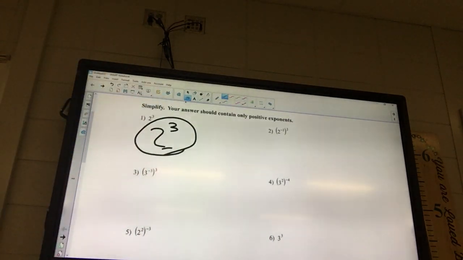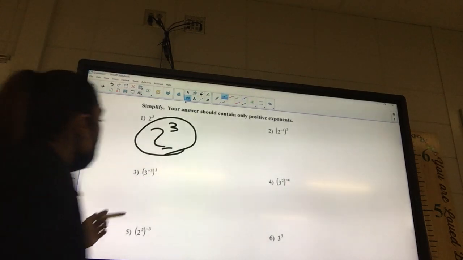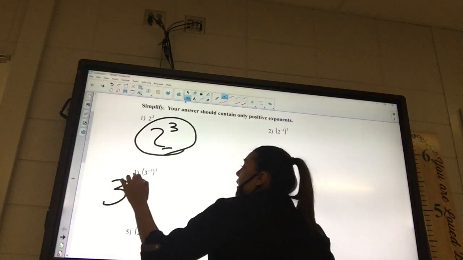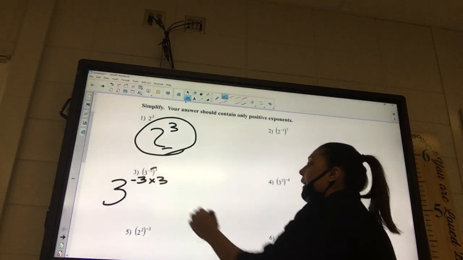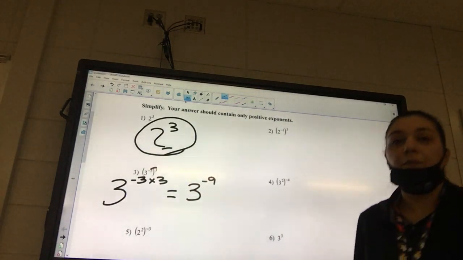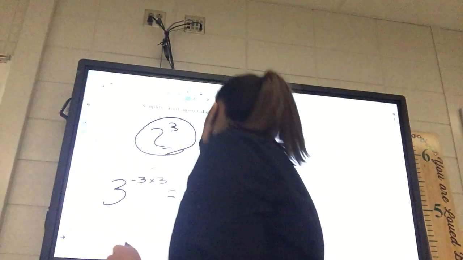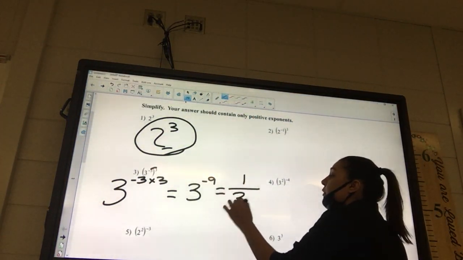Okay, what about 3? What do you do with a power to a power? The power rule. Which is what? You got to times the exponent. So it's really going to be 3 to the negative 3 times 3. We put these two together. So what is negative 3 times 3? Negative 9. 3 to the negative 9. Do we leave negative exponents? No, and so it's really going to be 1 over 3 to the 9.